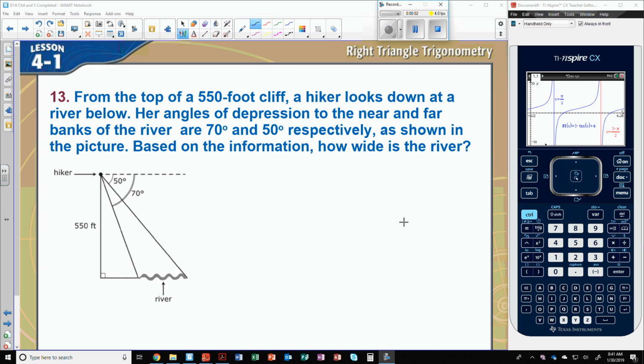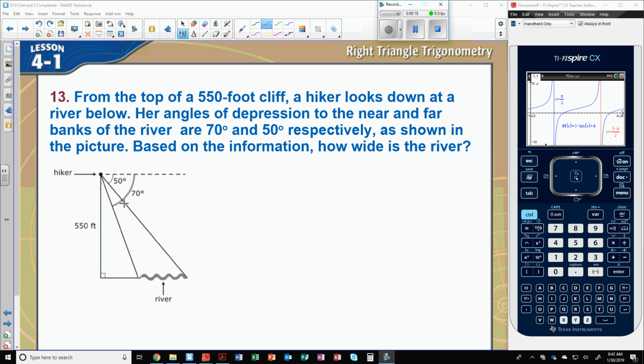Number 13, from the top of a 550-foot cliff, a hiker looks down at a river below. Her angles of depression to the near and far riverbanks are 70 degrees and 50, as shown in the picture. Based on this information, how wide is the river? Well, let's fill this in.